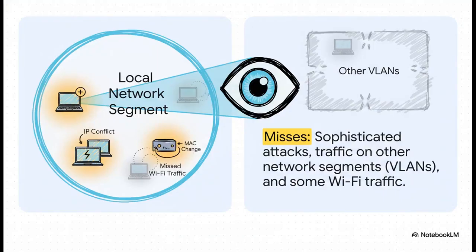So our monitor is fantastic at spotting the big noisy events on its own little slice of the network. Things like IP conflicts, new laptops joining, or that critical gateway MAC address changing. But it's not a magic crystal ball. It can't see traffic happening on totally different network segments, like say different VLANs in an office. And on a lot of modern Wi-Fi networks, for security reasons, it can't even see the traffic going directly between 2 other wireless clients. It sees what it's directly exposed to, and that's an important limitation to understand.